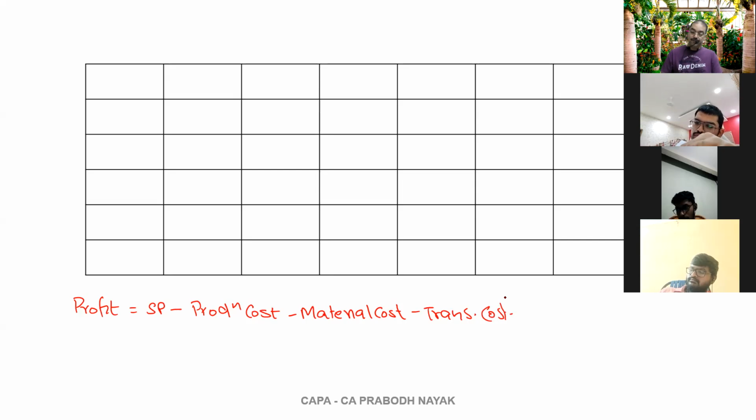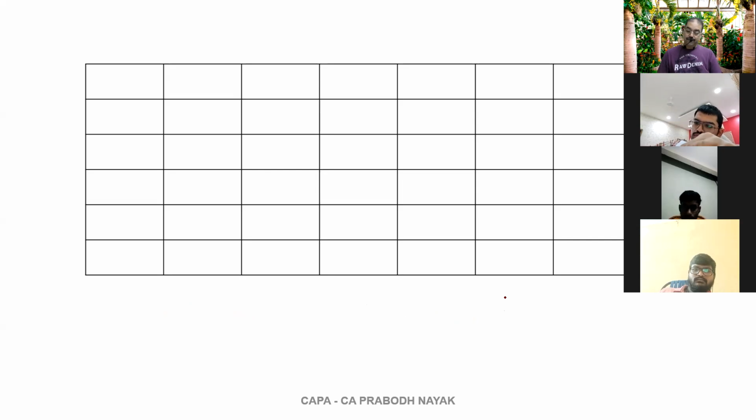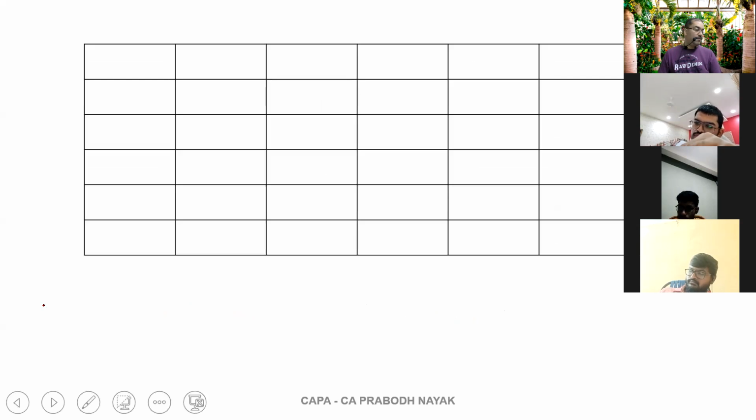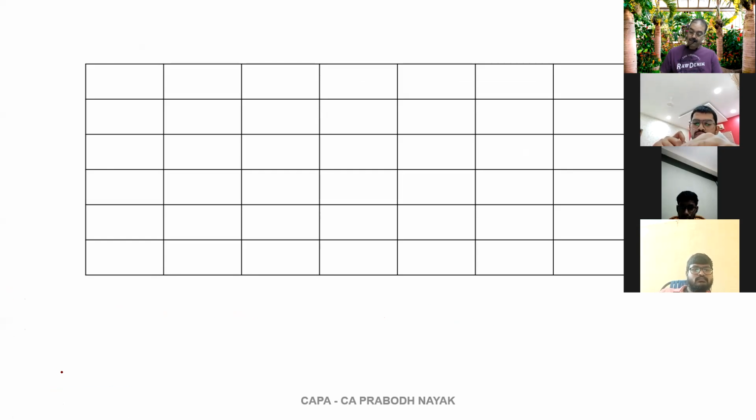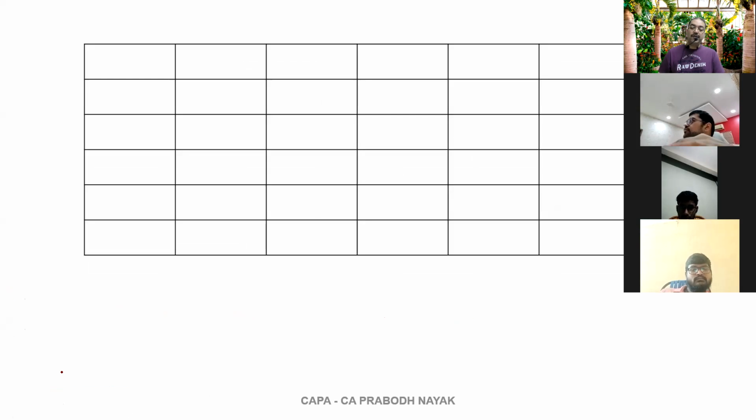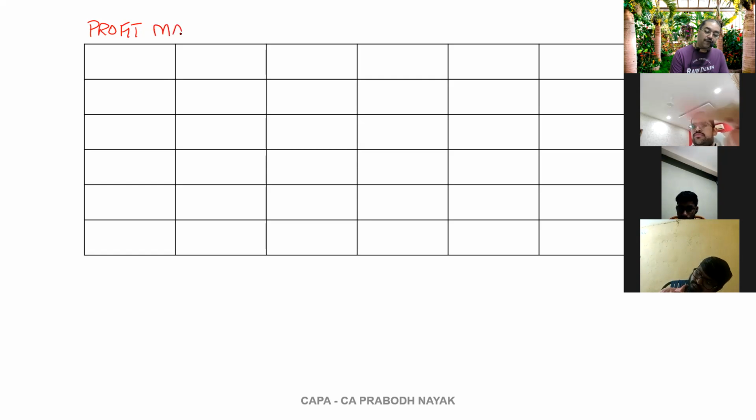And then you prepare this table. So you'll be writing the formula: profit is equal to selling price minus production cost minus material cost minus transportation cost. Write down profit matrix. This type of question is important. And then I will tell you something more also.